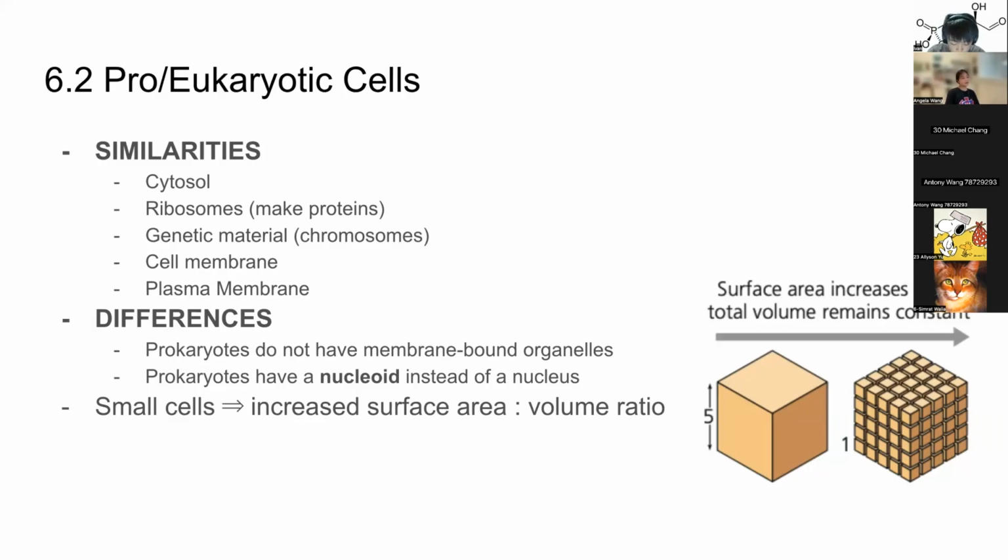Also, the reason why cells are always really small is that it increases the surface area to volume ratio, so that allows for more material exchange. As you can see on the right, the total volume between these squares remains constant, but your surface area increases by a lot, since you have a little square that has 6 sides, and that increases the surface area a lot.